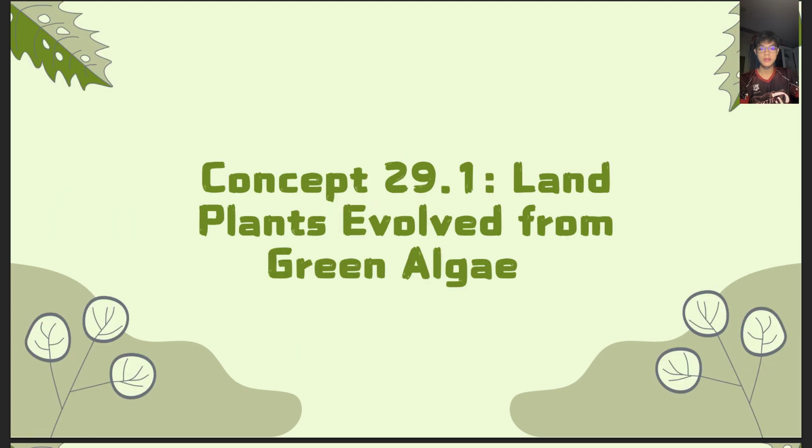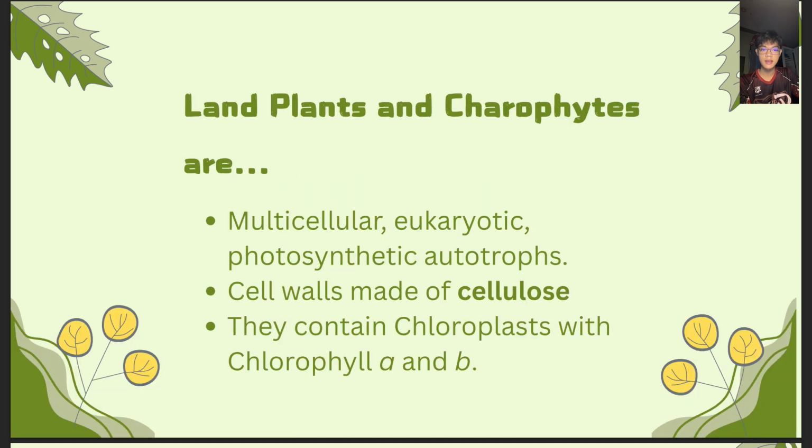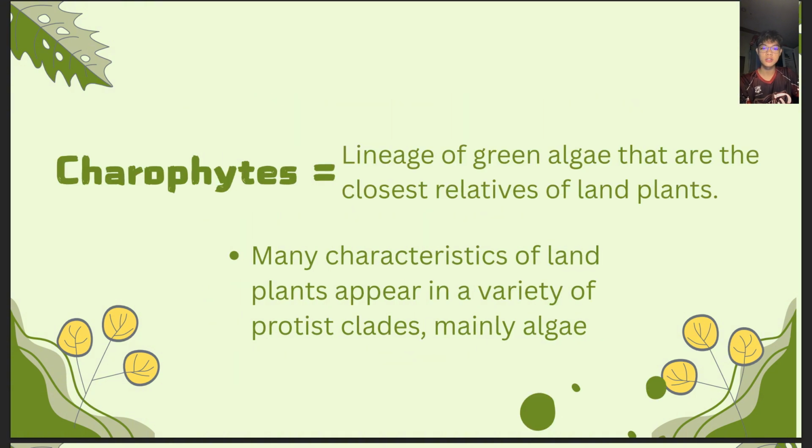Good day everyone. Today we are exploring the origins of terrestrial life by looking at concept 29.1, how land plants evolved from green algae. We know plants are related to algae because they share several fundamental traits. They are multicellular, eukaryotic, photosynthetic autotrophs with cell walls made of cellulose. However, the group of green algae called charophytes are the closest relative to land plants.